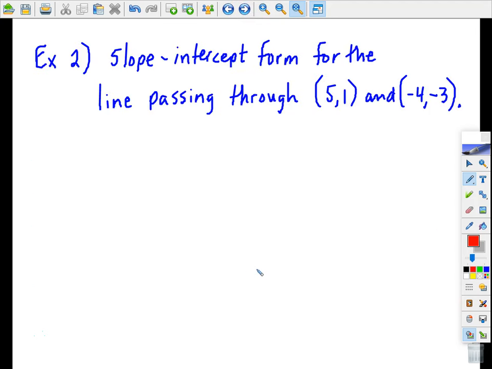Okay, let's just try another one. Same concept, same idea. We're writing the slope-intercept form of a line. This line passes through these 2 points. So the first thing I'm going to do is determine the slope of this line. I'm going to use our slope formula: y2, which is negative 3, minus y1, which is 1, divided by x2, which is negative 4, minus x1, which is 5. The numerator becomes negative 4. The denominator becomes negative 9. But a negative divided by a negative is a positive. So that becomes positive 4/9.